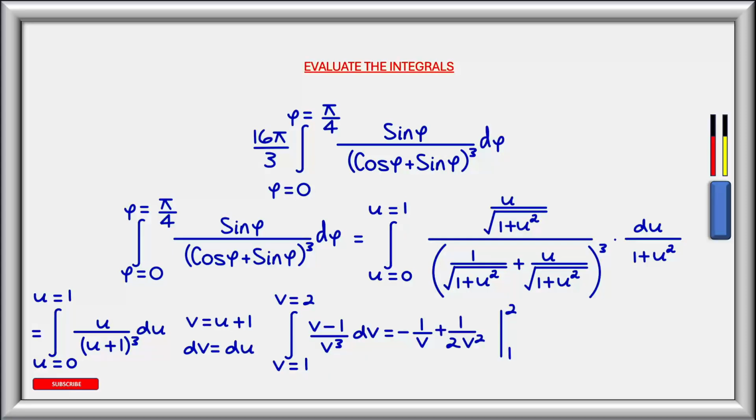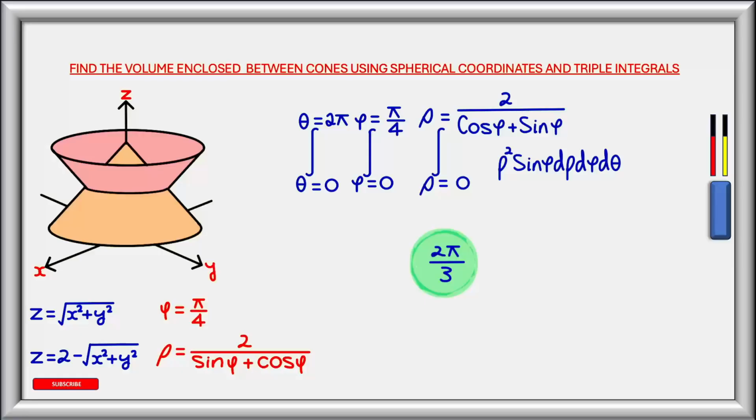And using the power rule, this evaluates to minus 1 over v plus 1 over 2v squared. And plugging in the limits of integration, this evaluates to 1/8. And multiplying this result by 16π by 3, we get 2π by 3. And so the volume enclosed between the two cones equates to 2π divided by 3 cubic units.